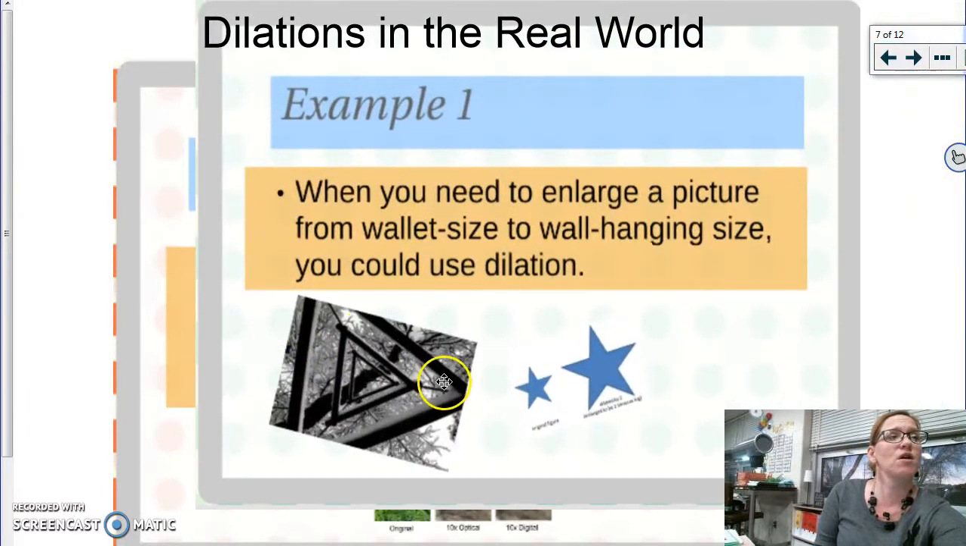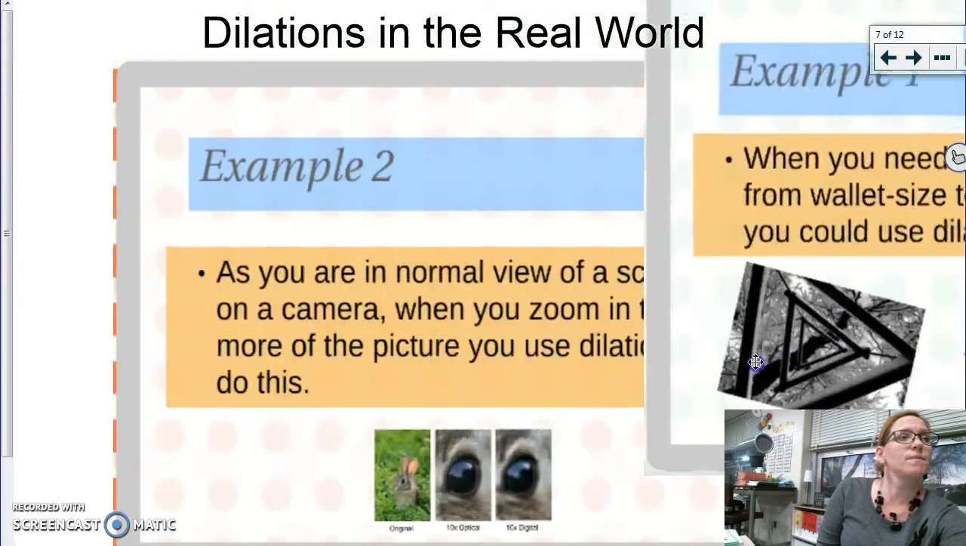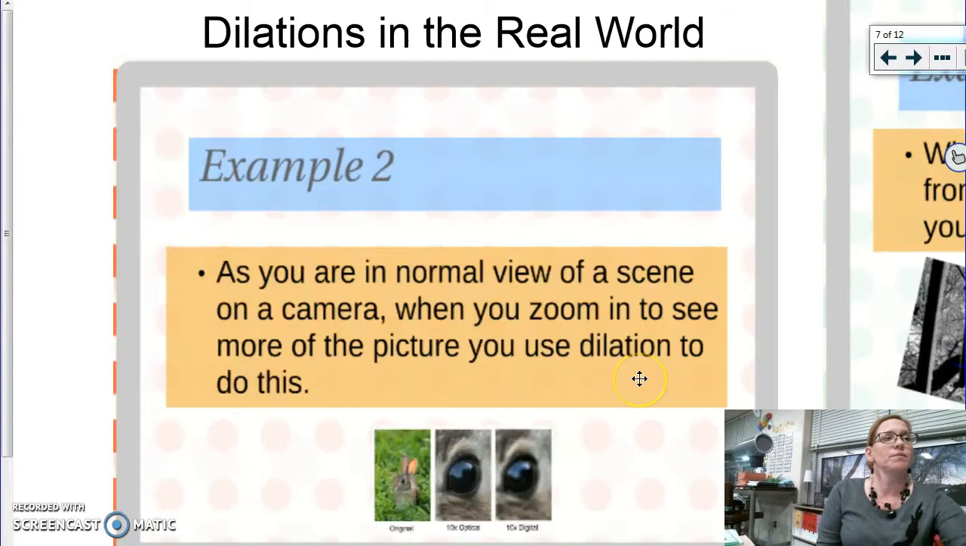You can also see in other artwork here, not just in pictures, but you can also see in other kinds of sculptures where the dilations come into play. Example 2. Are you in a normal view of a scene on a camera? When you zoom in to see more of the picture, you're using a dilation to do this.